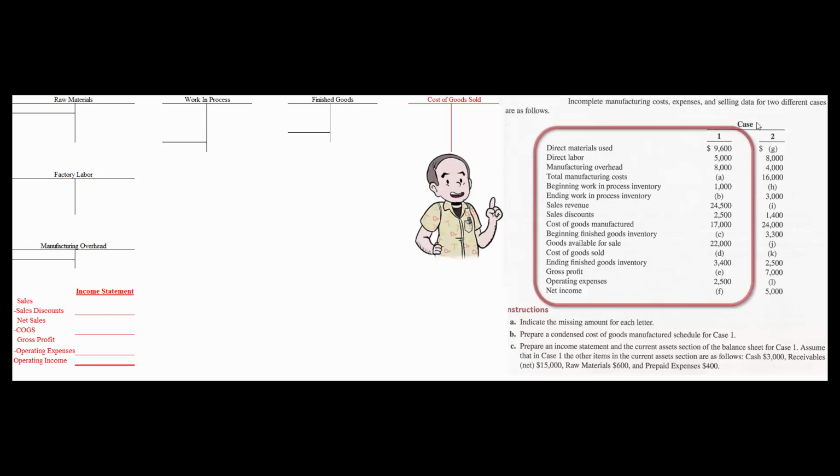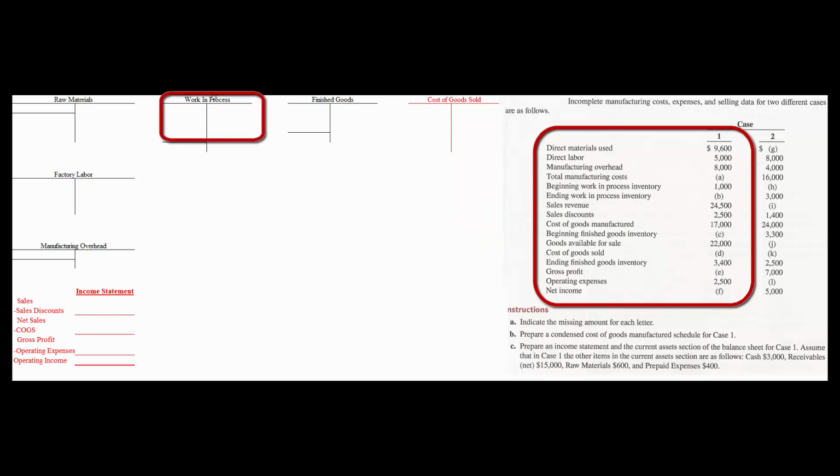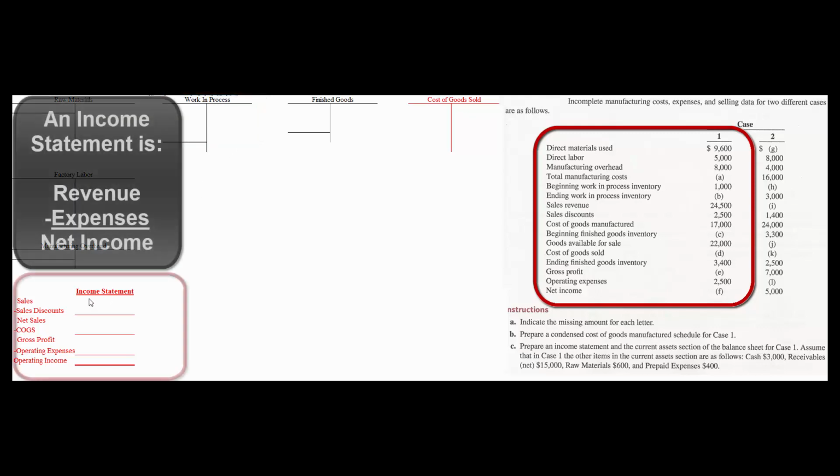And one of the ways that textbook authors try to teach us this flow of costs is by giving us some of the numbers and asking us to puzzle out what the remaining numbers are. This one gives us two cases. Today we're going to focus on case one. It gives us some of the numbers and asks us to figure out what the others are. It also asks us to create a condensed cost of goods manufactured schedule, which means show us what happened in the work in process account. And then it asks us to prepare an income statement.